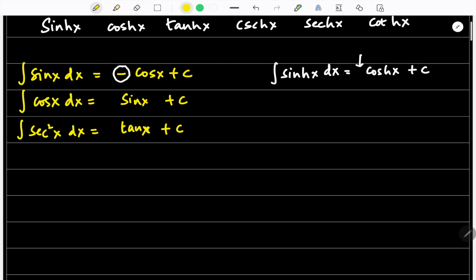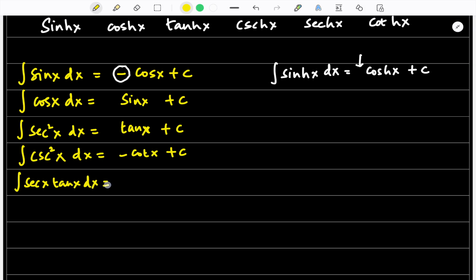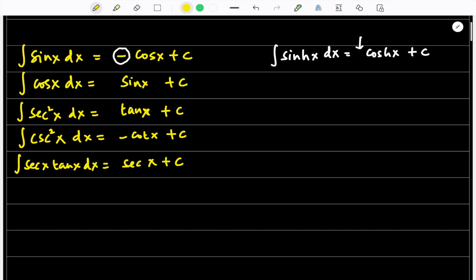Now the next integration is integral cosecant square x dx. The derivative of cot x is minus cosecant square x, so the integration of cosecant square x is minus cot x plus c. What is the derivative of secant x? Secant x tan x. So the integral of secant x tan x dx is secant x plus c. The last one is cosecant x. Its derivative is minus cosecant x cot x, so the integral of cosecant x cot x dx is minus cosecant x plus c.